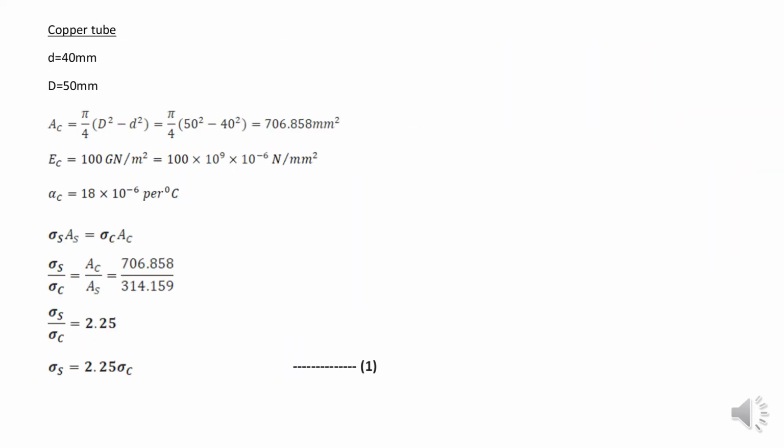Let's write down the data of the copper tube, that is the inner diameter which is 40 mm, and the external diameter which is 50 mm. If a material has an inner and external diameter, we have to find the area, that is pi by 4 into (capital D square minus small d square), and which is obtained as 706.858 mm square.